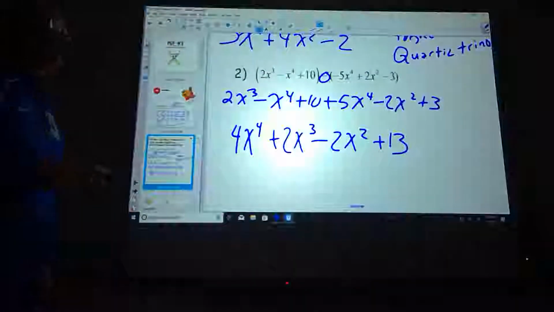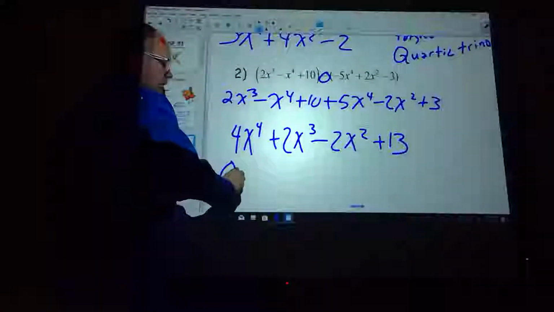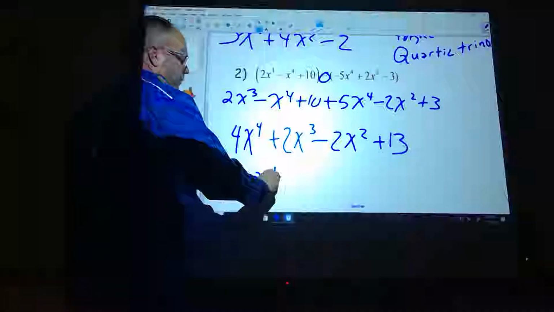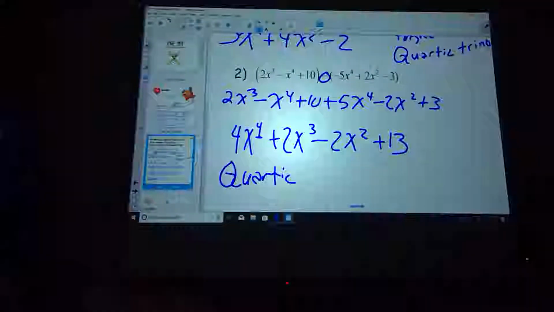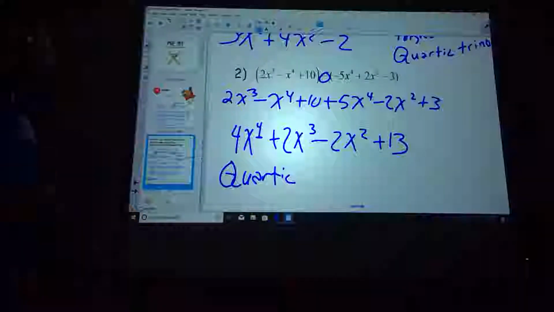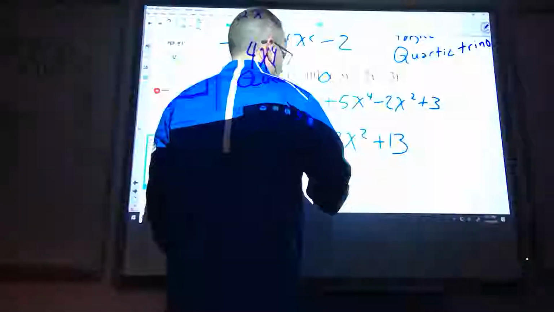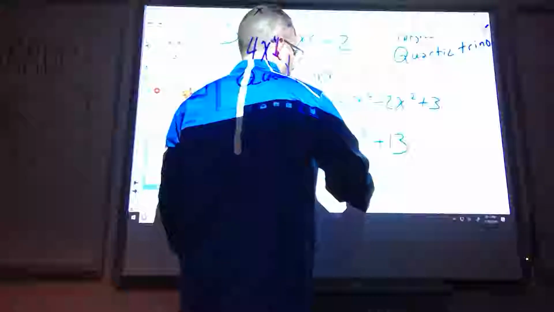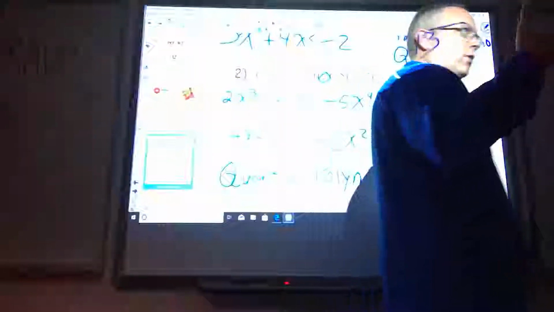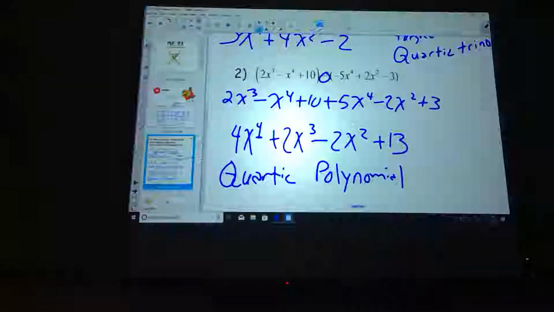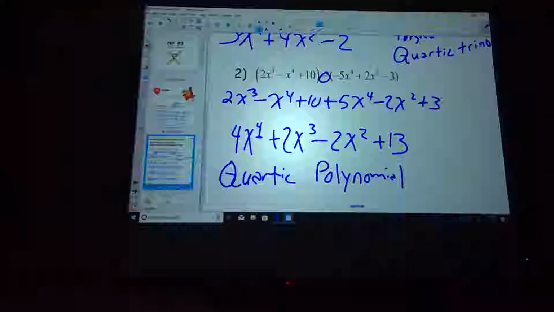So this is another quartic because it's the fourth power. But I have 4 terms. What is polynomial? Good. So you have monomial for 1 term, binomial for 2 terms, trinomial for 3 terms, and then it becomes polynomial after that. Sound good?